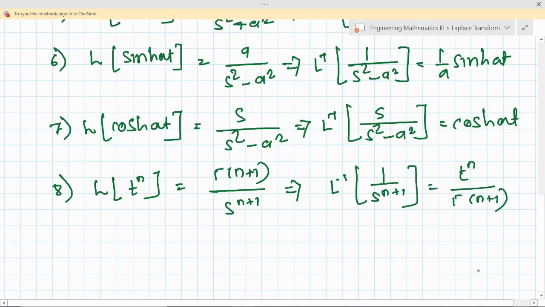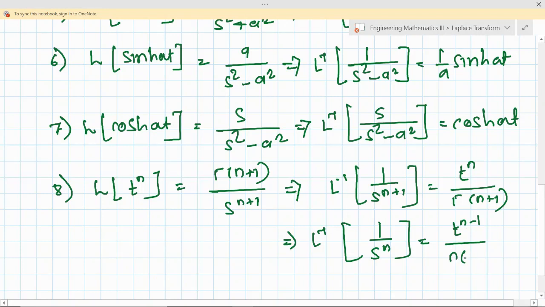If you want to write this formula in terms of 1 upon s raised to n, because every time you would have to divide the power into n plus 1 form, to avoid that we just replace n plus 1 by n. So the power is reduced by 1. This is t raised to n minus 1 divided by gamma n, for n greater than minus 1 and s greater than 0.